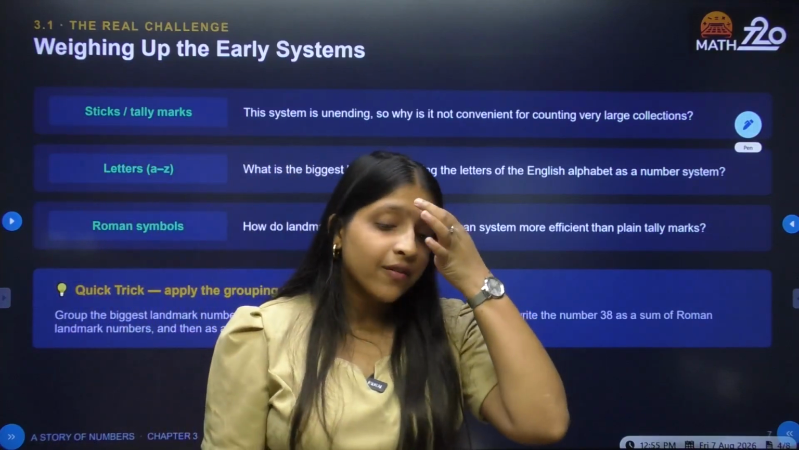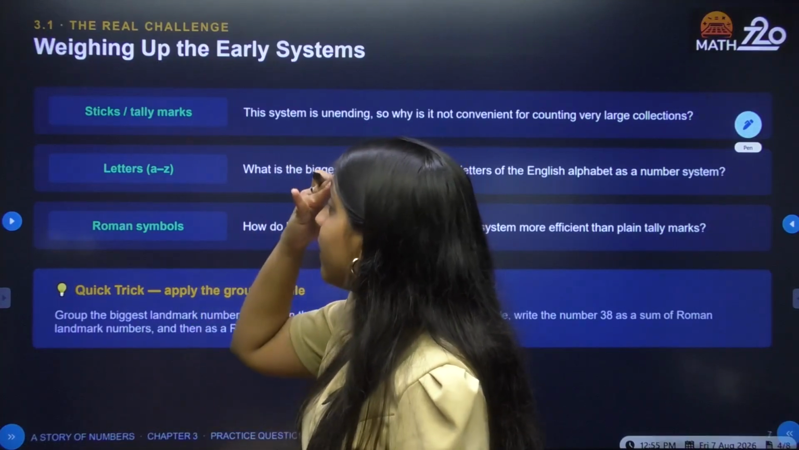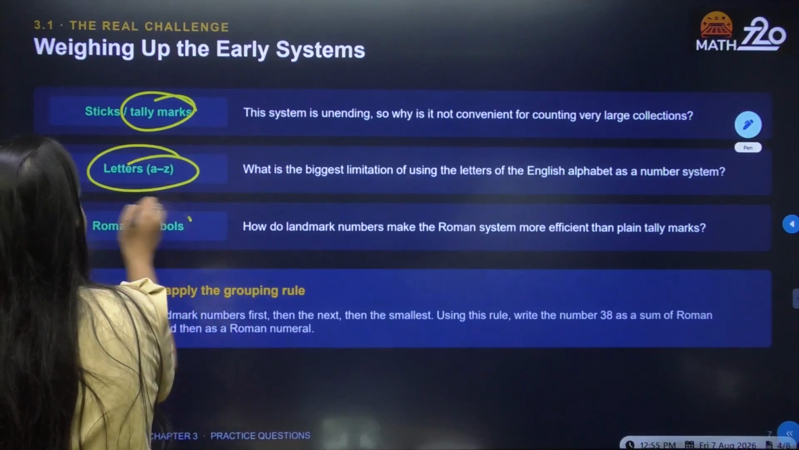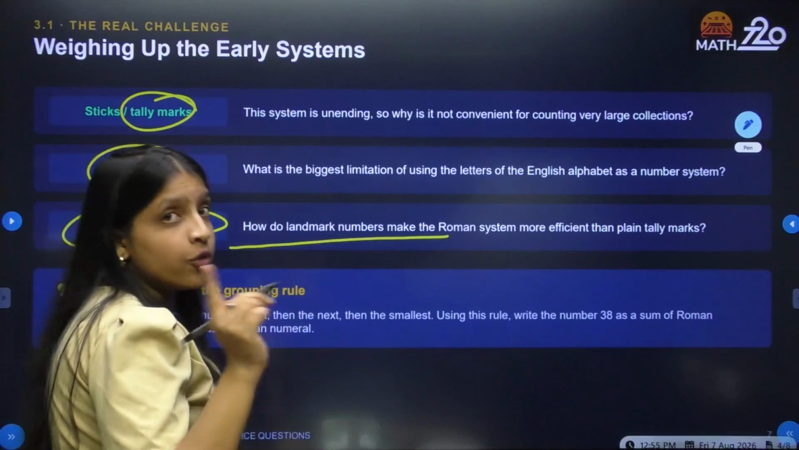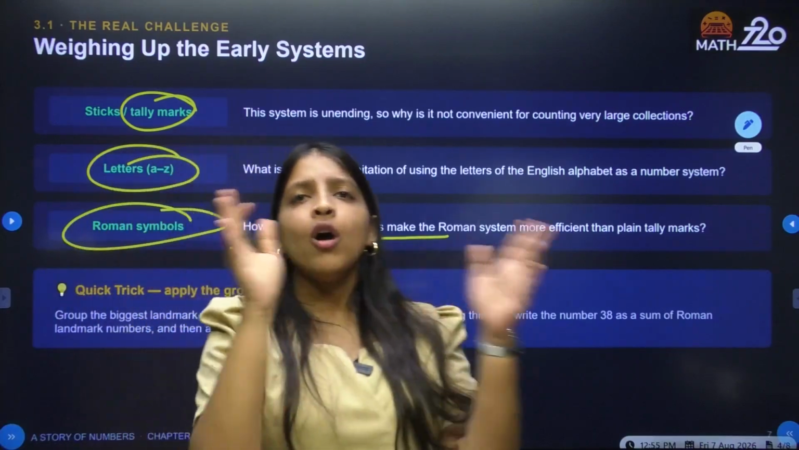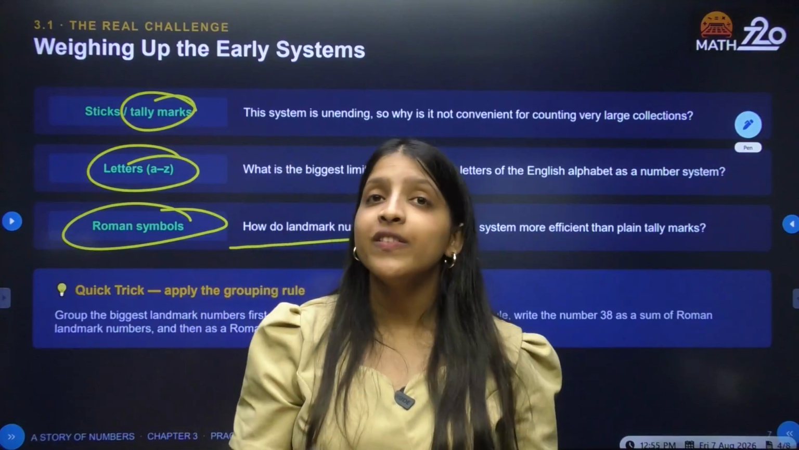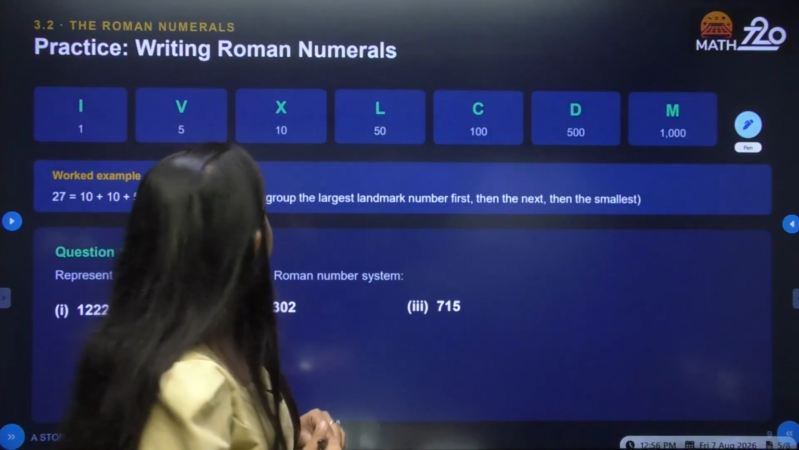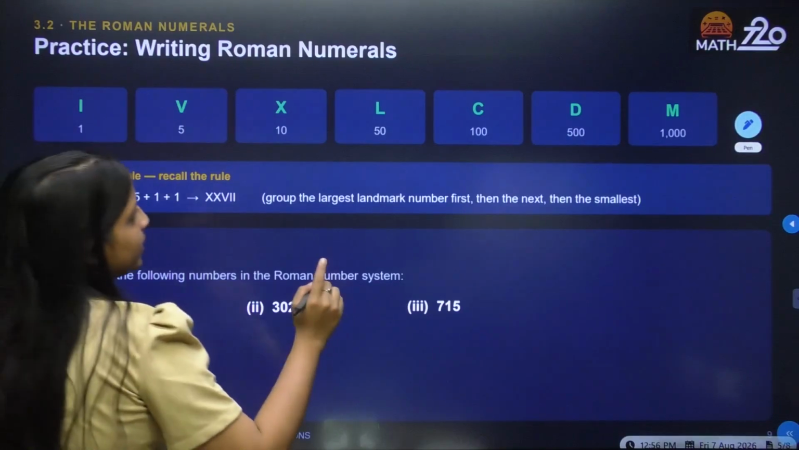Before that, let's have a quick revision on the counting. We have discussed that previously we have 3 methods of counting. First is tally, letters and Roman system. So let's solve the question based on Roman system. I think you all have learned the landmark numbers and the Roman representation of each landmark number. So let's start with the questions. First question. Represent the following numbers in the Roman system.